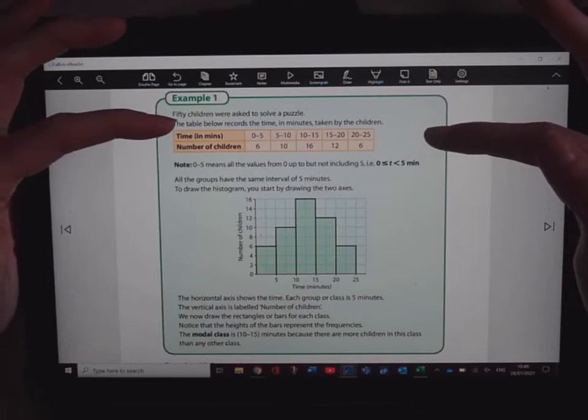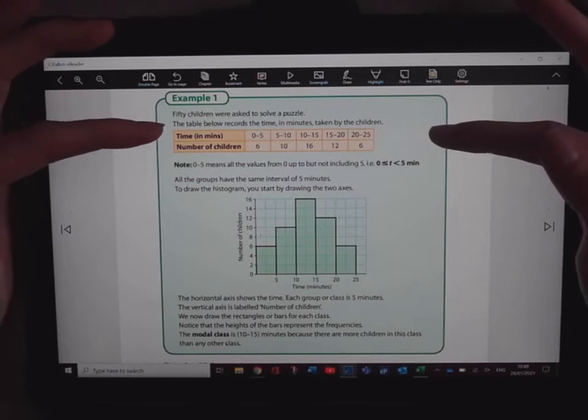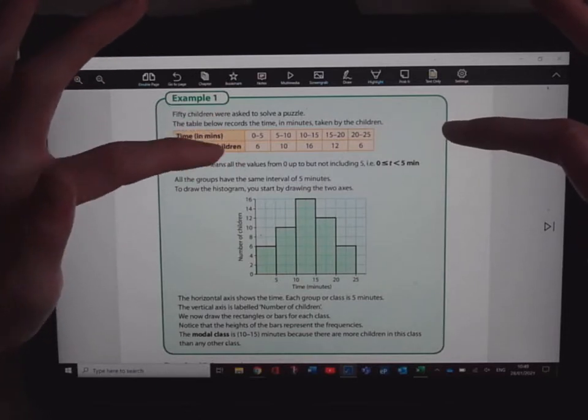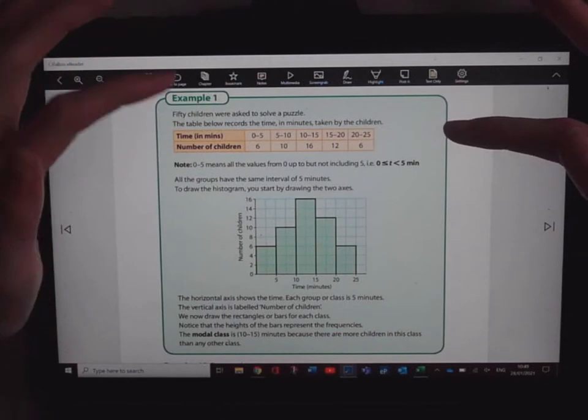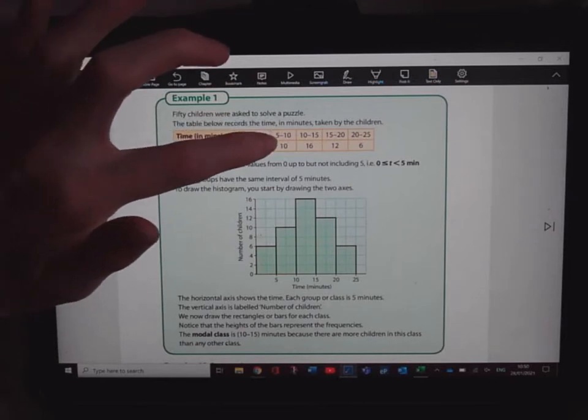That's the time taken by children to solve a puzzle. Now, 6 of them finished it in 0 to 5 and 10 of them finished it in 5 to 10. But you need to be given an additional piece of information to figure out where to put the child if they finished it in 5 minutes. Do they go in the 0 to 5 or do they go in the 5 to 10?